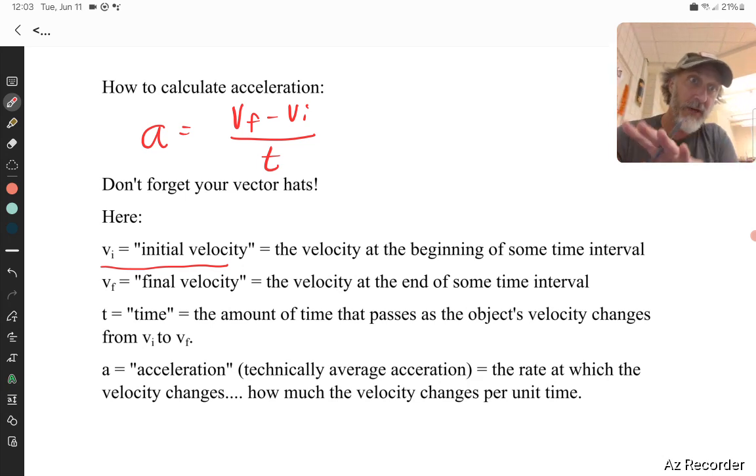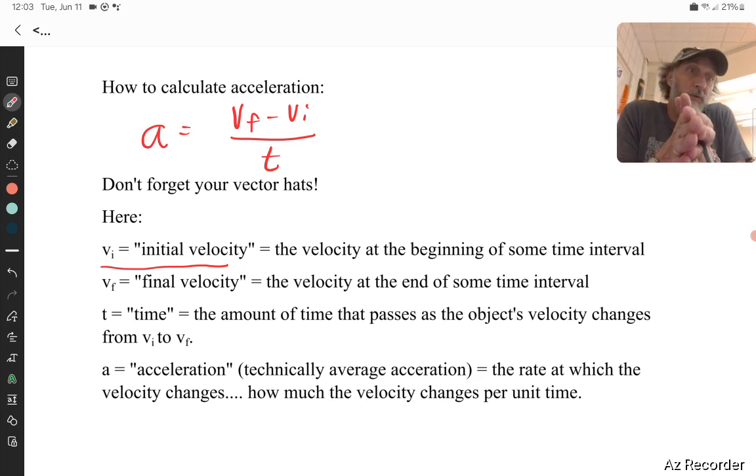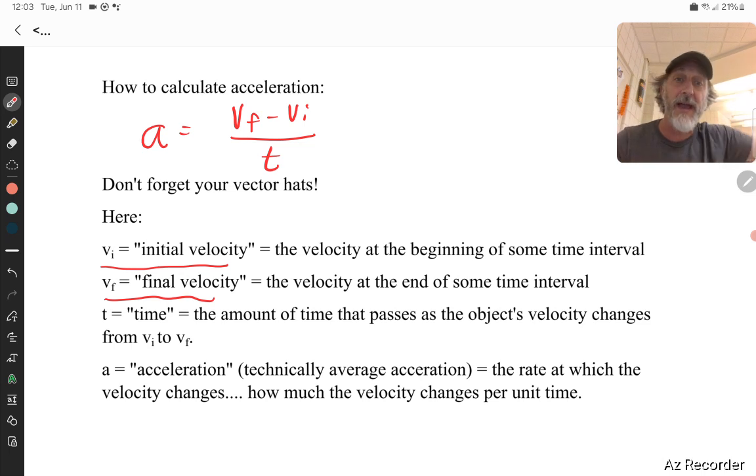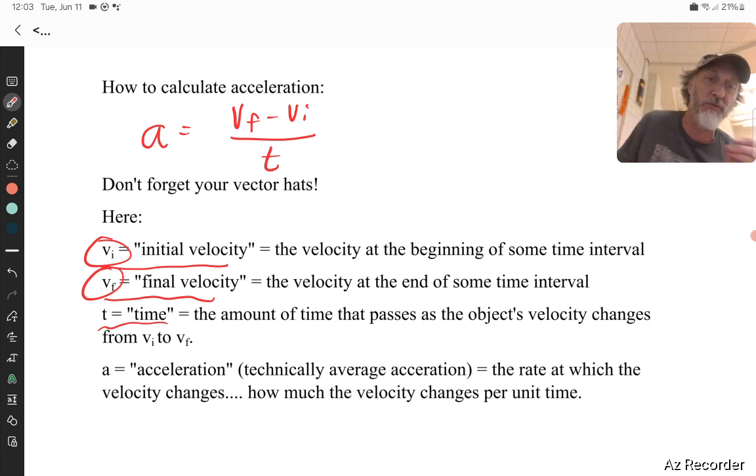Now, keep in mind, this doesn't have to mean initial velocity at the dawn of time. It just means at the instant when the problem begins, what's your velocity. And then some amount of time later, you're going to have some other final velocity at the end of some time interval. T represents how much time that interval took. Essentially, it's the time it takes to go from your initial to your final velocity. And acceleration is the rate at which the velocity changes, how much the velocity changes per unit time.